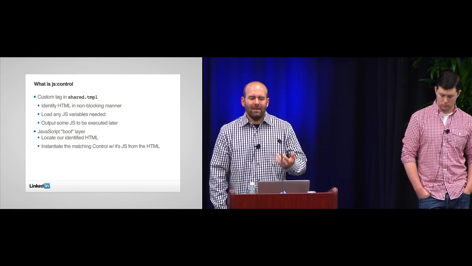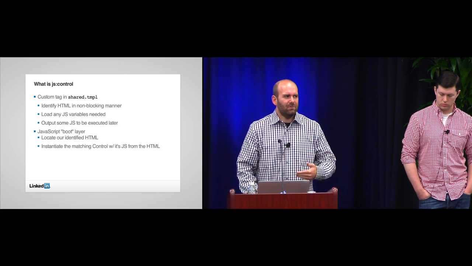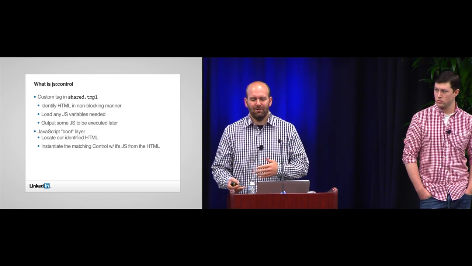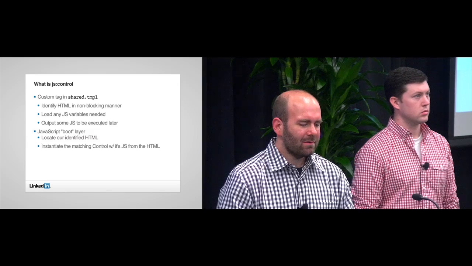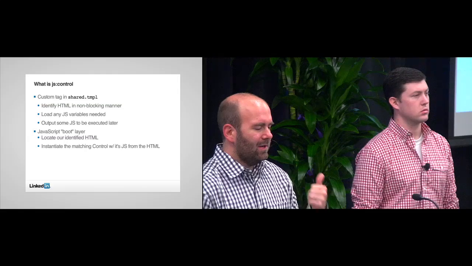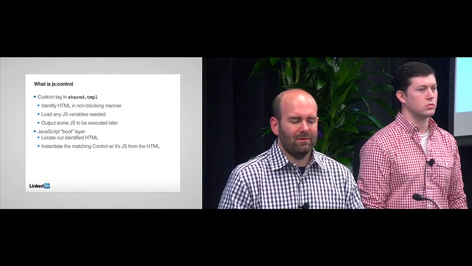It allows us to identify the HTML in a non-blocking manner, because when you use the JS control tag in JSP, which we'll show on a couple slides out here, you write some content at the beginning of the tag, you write some content at the end of the tag. This actually will then compile down into relevant Java code and will output the template. What we do is the JS control system consists of that tag there and some actual JavaScript that's going to locate the custom output we just wrote and say, oh, that's a carousel, or that's a drop-down list, or whatever interactive behavior that is, and will then instantiate the JavaScript.